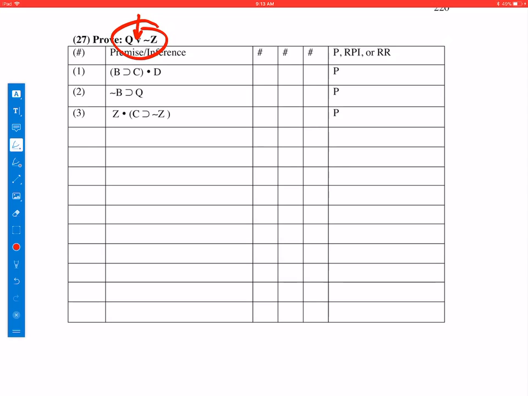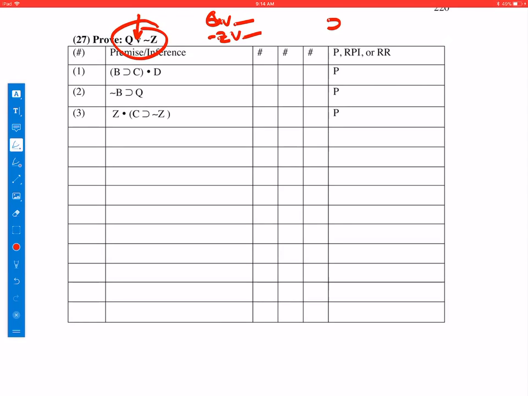So since it's an OR, I think about two different strategies. Strategy 1 is get one of the disjuncts, like a Q, and then add the other. Or I can get this second one, add the Q, and then do a comm and get to what I need. So that's one thing. Just get one of the disjuncts, add the other.